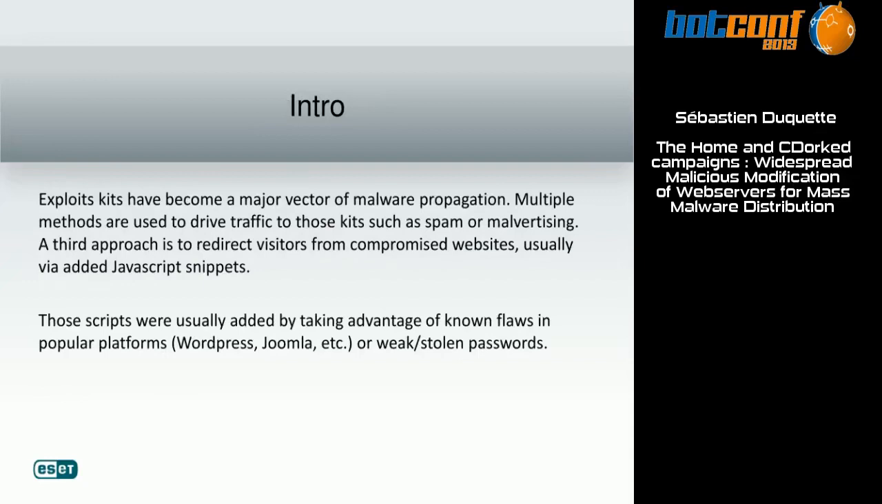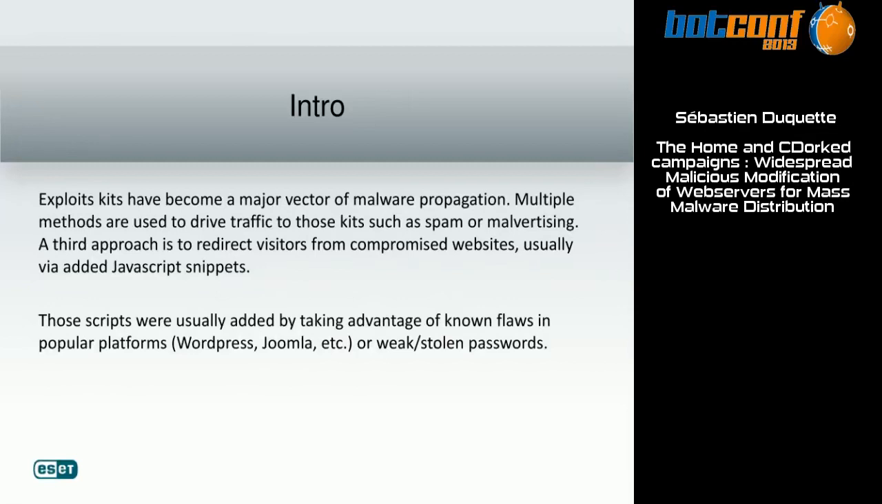So what is this presentation about? Exploit kits, I assume pretty much all of you know what exploit kits are. They are software that will try to use vulnerabilities in your browser to infect your computer with malware. Those things have become a major vector of infections during the last couple of years. You need to bring traffic to those exploit kits for them to be useful. So we're seeing cyber criminals use many ways to bring the traffic to the kits. Spam, for example, or malicious advertisement.